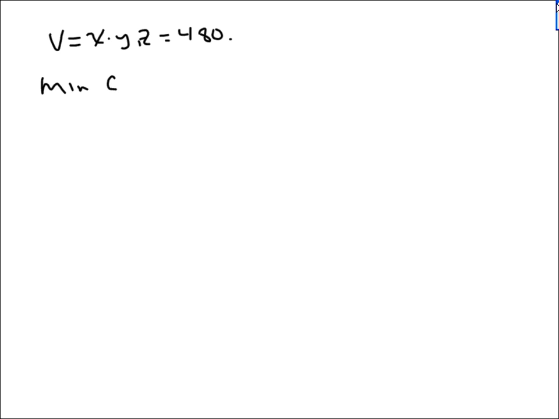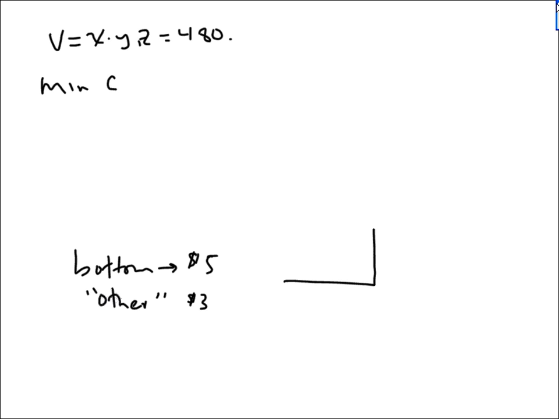And they go on to tell you what the cost of some of the sides are. The bottom costs $5 a square foot, and the other sides are going to cost $3 per square foot. Now, if we call that the bottom, xy, the bottom area is xy, and we multiply it by 3.